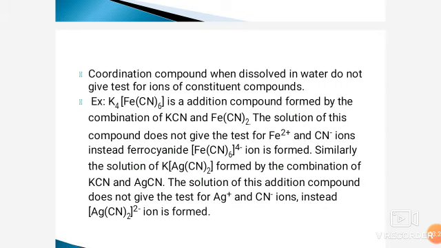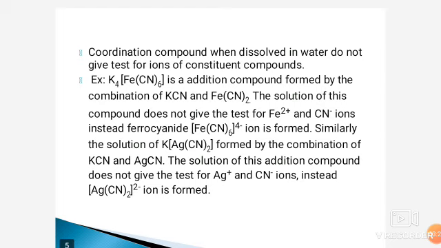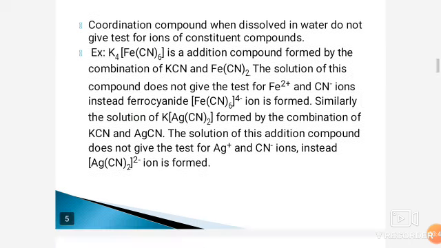This is the major reason why we can face some complexity in the formation of addition compounds. Therefore, this type of compounds, which are formed by the addition of simple inorganic salts, in which some of the components lose their identity, are called complex salts.